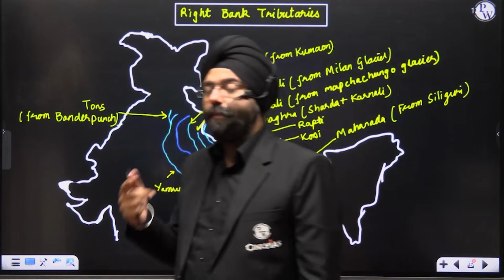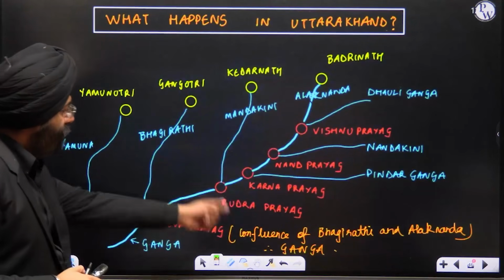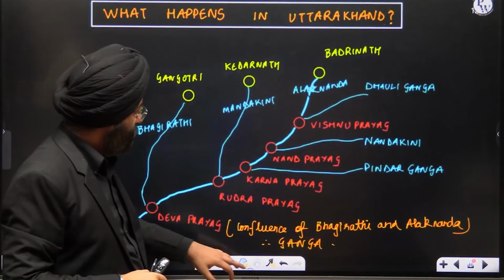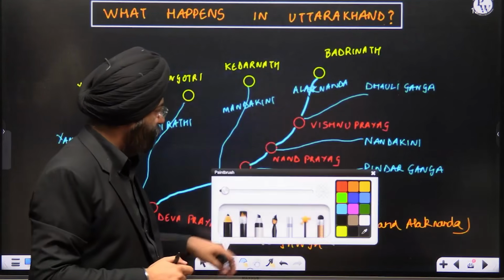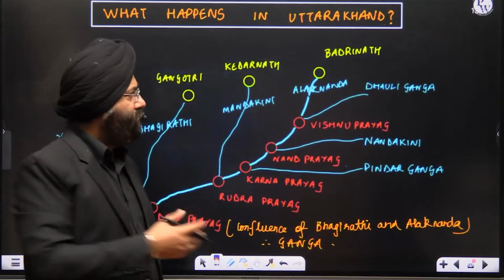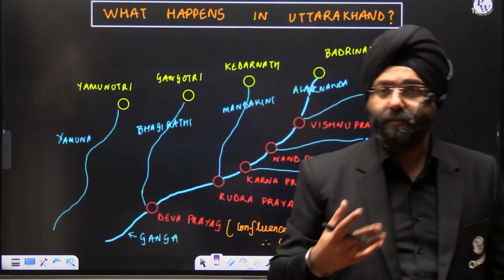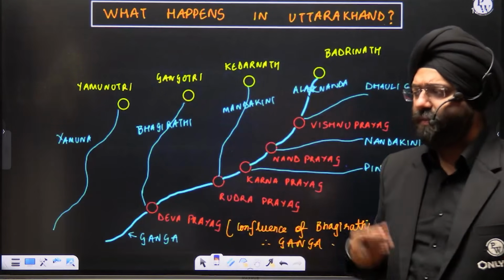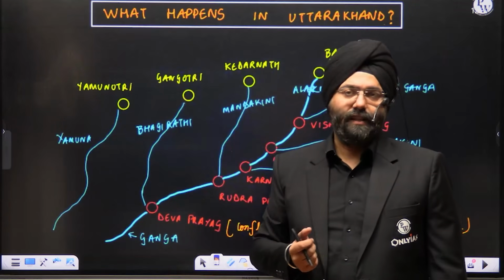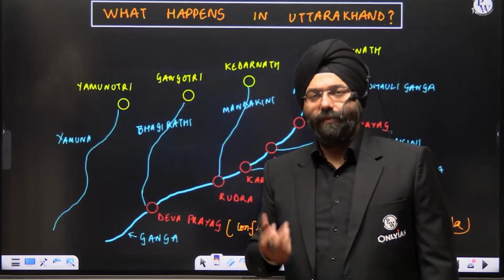So let us see what is happening in Uttarakhand. Uttarakhand is known as Dev Bhumi. Why? Very important from the perspective of religion. Very important religious places are located here. A lot of dhams are located here. Not only from the perspective of Hinduism, even from the perspective of Sikhism, Jainism, and Buddhism, a lot of important places are here. So this is a land of gods, Dev Bhumi, right?